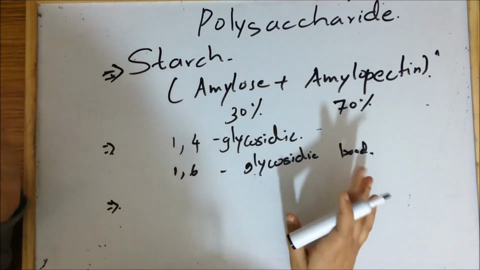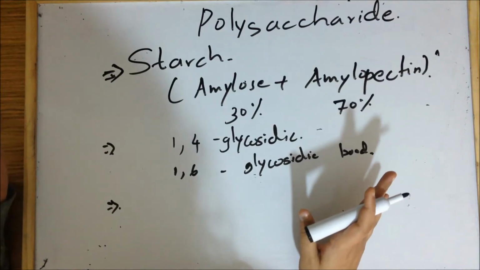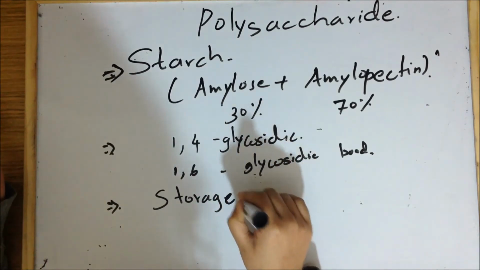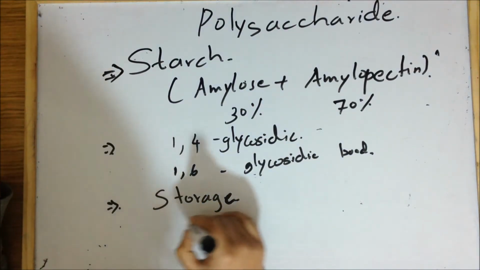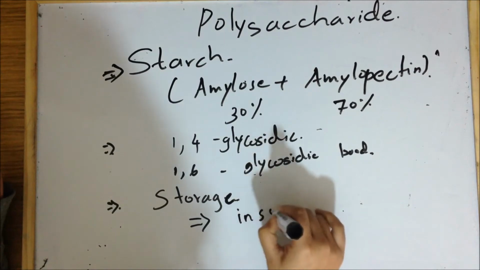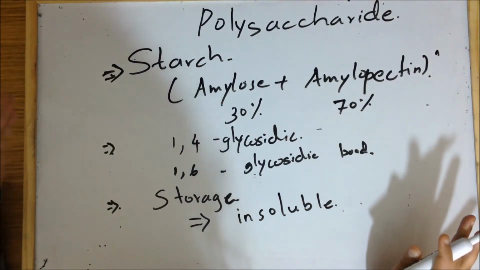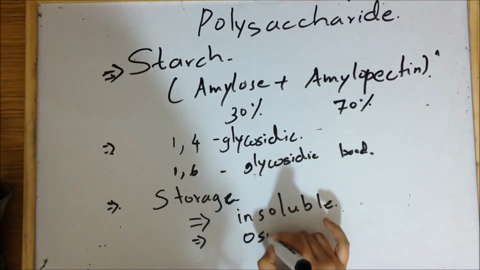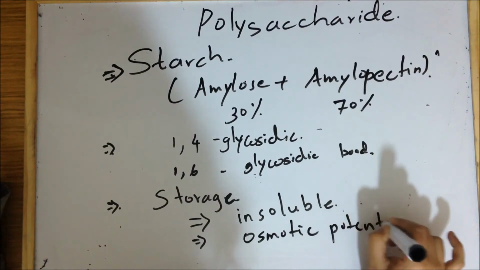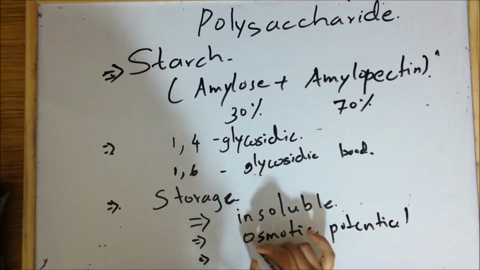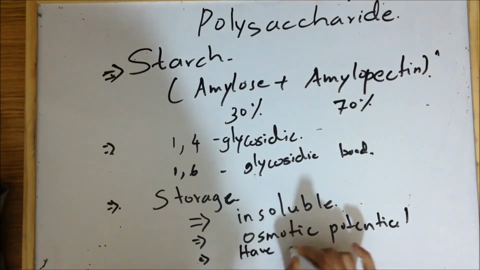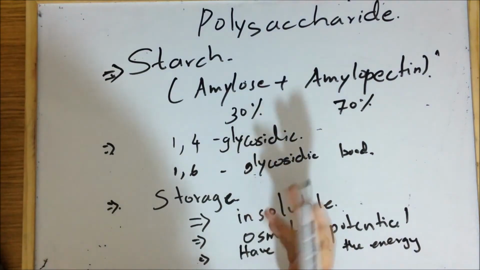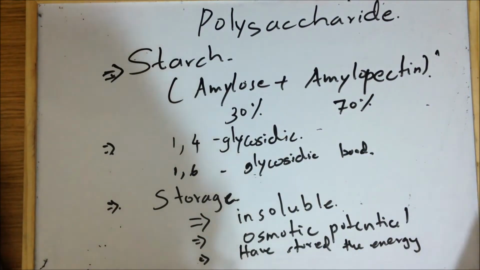Now let's see what's the function of starch in living organisms. Starch is the storage molecule in plants. So what characteristics of starch lead to the storage ability? Starch is insoluble, so that's the basic characteristic which leads to the storage function, because if it is insoluble it doesn't affect the osmotic potential of the cell, and also the bonds in the molecule have stored energy, and it is easy for them to hydrolyze and release the energy when they need it. So that is starch.